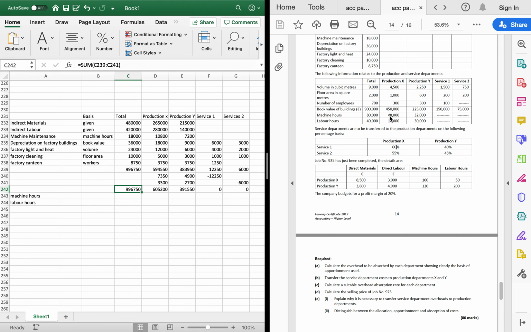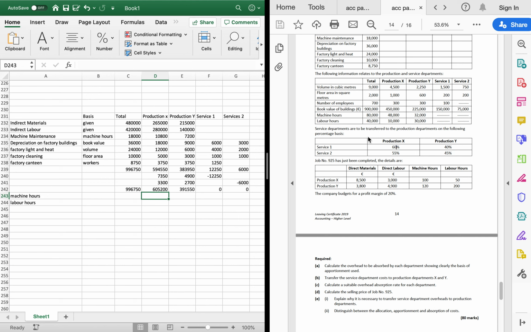48,000 versus 10,000, and for production Y, labor hours are dominant over machine hours basically. There are way more labor hours going into production Y than into production X. So even though they're less than the machine hours in production Y, we will use labor hours. We use machine hours where they're dominant, and labor hours where they're dominant. So you'll always use either machine hours or labor hours, whichever one is more dominant.